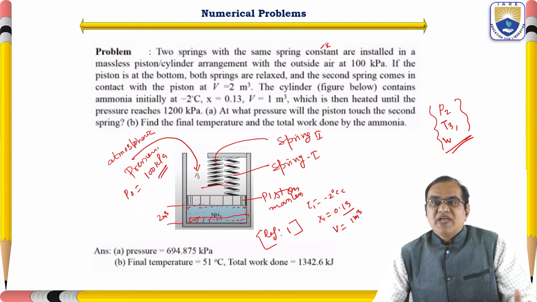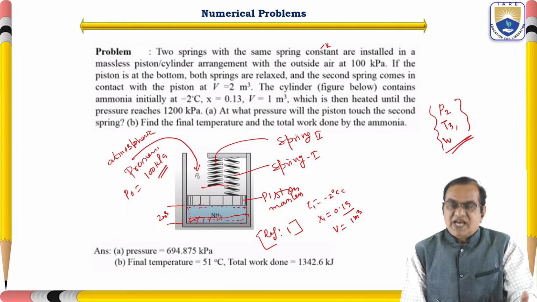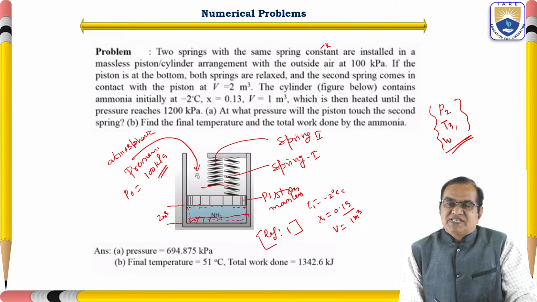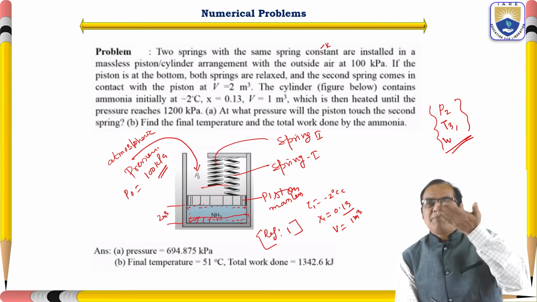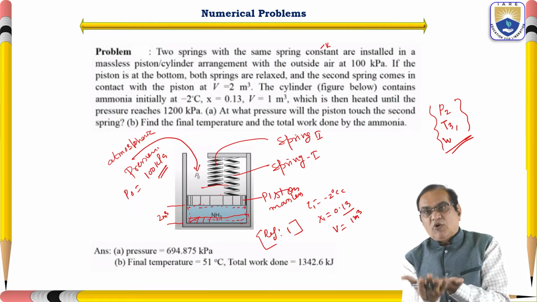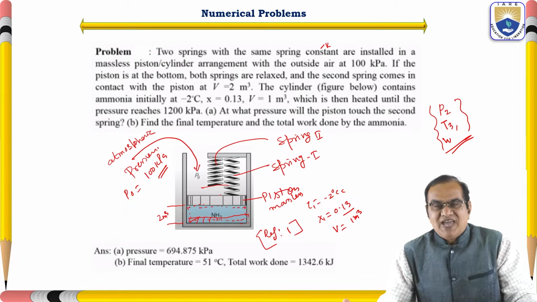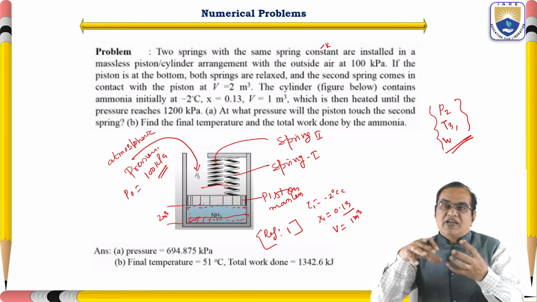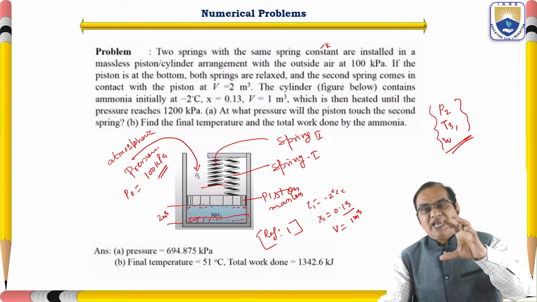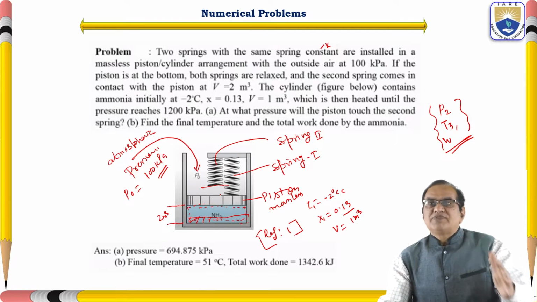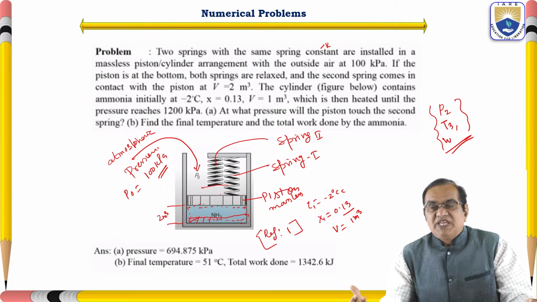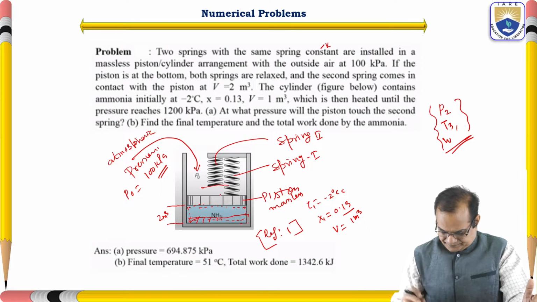Very interesting problem and very practical. This type of springs are used in our railways, wheels and all. Your bike or vehicles also are like this. Your shock absorbers are like this. So all these problems are practical problems which every engineer has to face in real life. So we should understand the problem, and then we have to solve the problem.